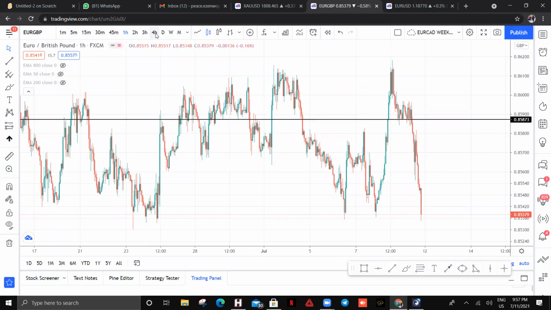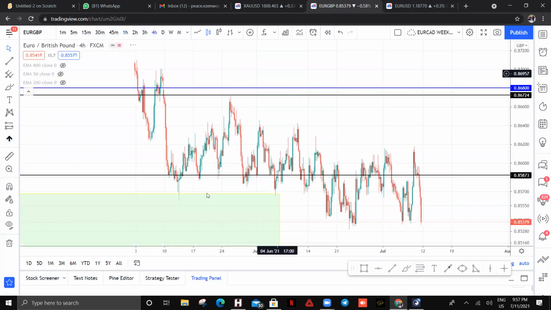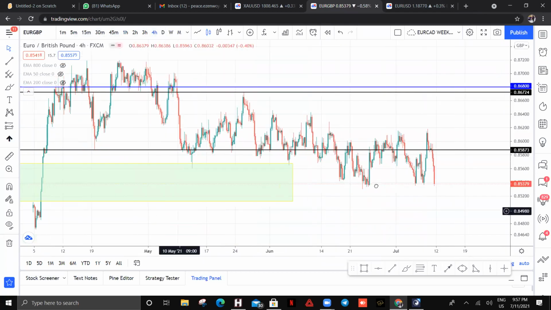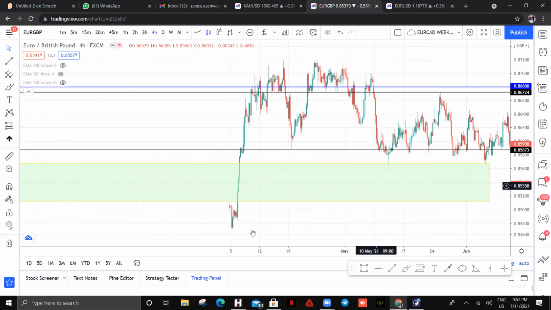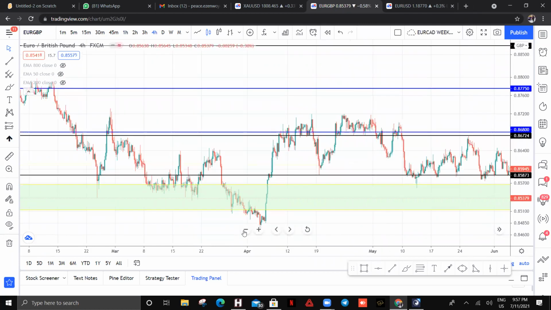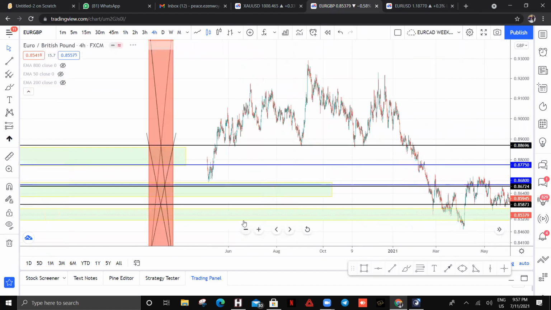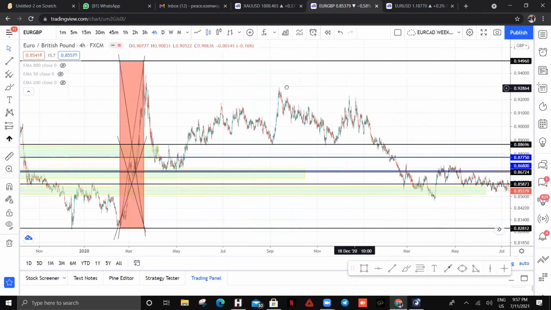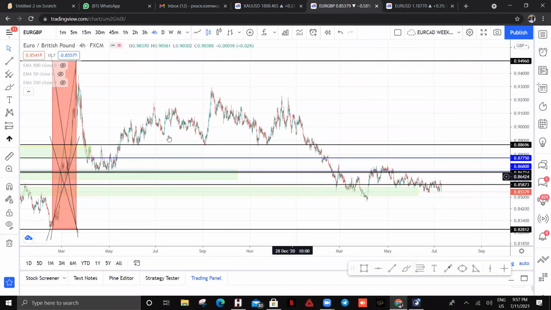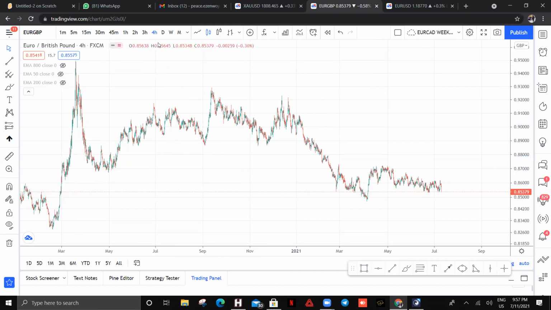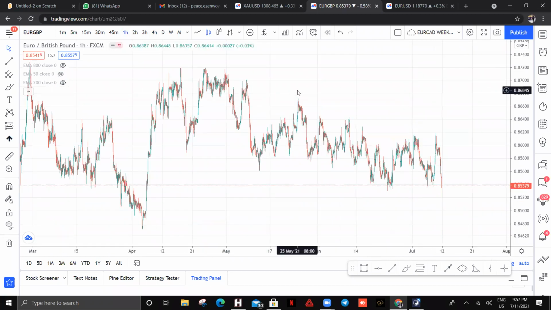I think I have an analysis on this pair before. Let me see what I have on it. I still did zoning on it. Oh, and rectangle. For those who know the Queen of Pips strategy, see how price respects, but that's not what we're teaching today. So let me delete it and see what happened.